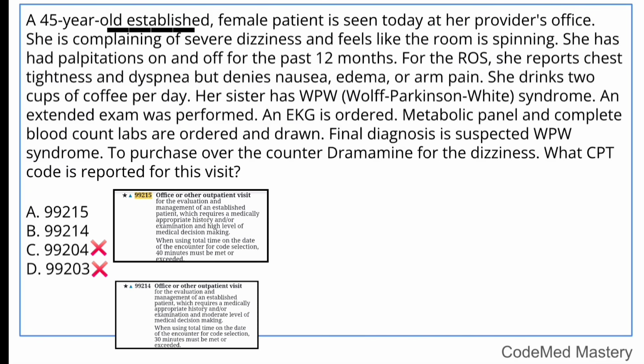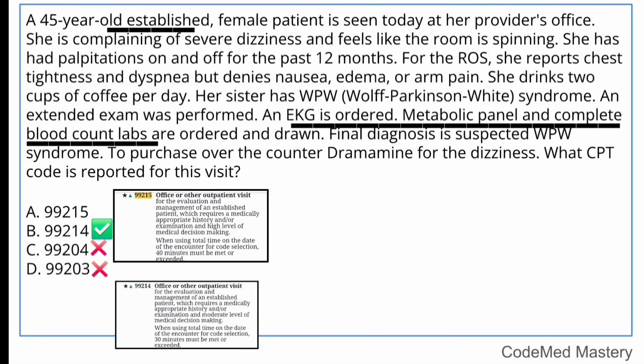Here they have given, she is complaining of severe dizziness and feels like the room is spinning. She has had palpitations on and off for the past 12 months. And you can read, an extended exam was performed. EKG is ordered, metabolic panel and complete blood count labs are ordered and drawn. Final diagnosis is suspected WPW, that is Wolff-Parkinson-White syndrome. And she has to purchase over-the-counter Dramamine for dizziness. What CPT code is reported? The right answer for this question will be option B, 99214.